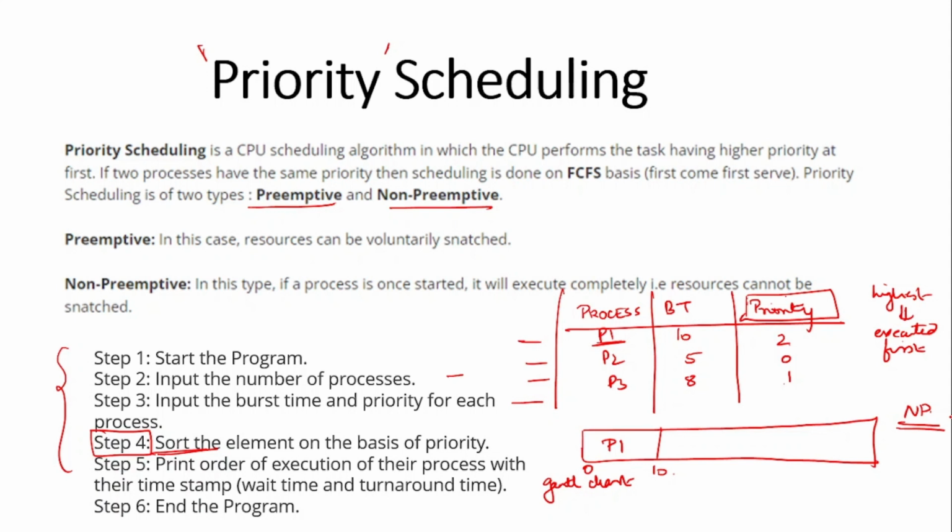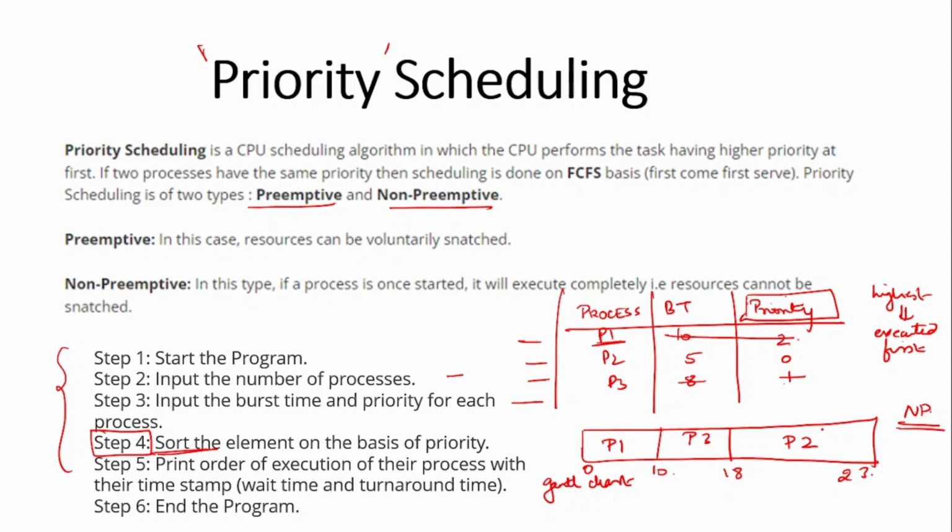That's why I'm explaining only the non-preemptive version of the priority scheduling. Under the non-preemptive one, pretty simple, P1 will be executed for 10 milliseconds. Then I again see the priority of the next process, which is P3, because P3 has more priority as compared to P2. So P3 comes and is executed for 8 milliseconds, so that means 18. And finally process P2 comes and is executed for 5 milliseconds, that makes it 23. That's how this is the Gantt chart of the priority based scheduling algorithm.